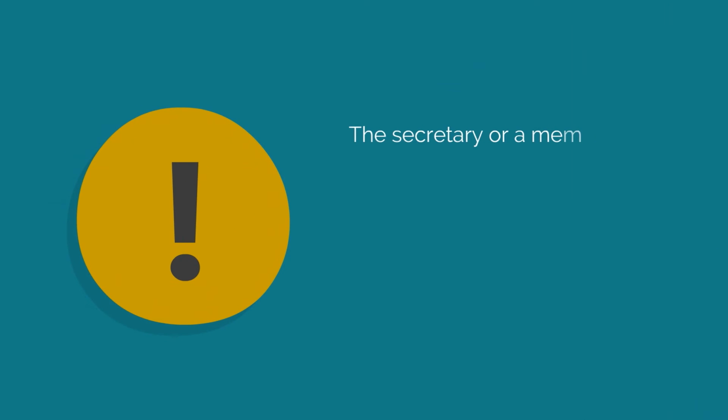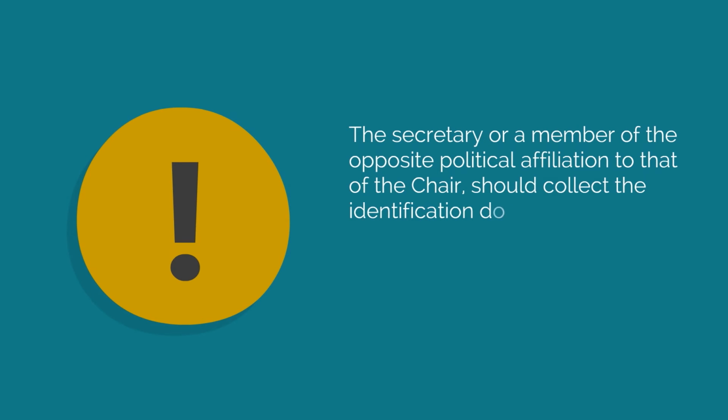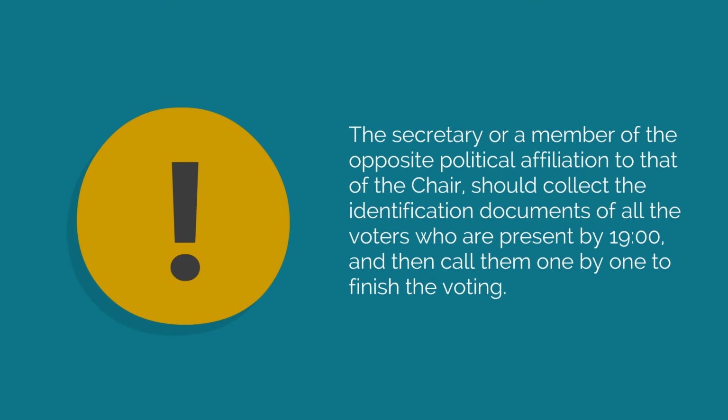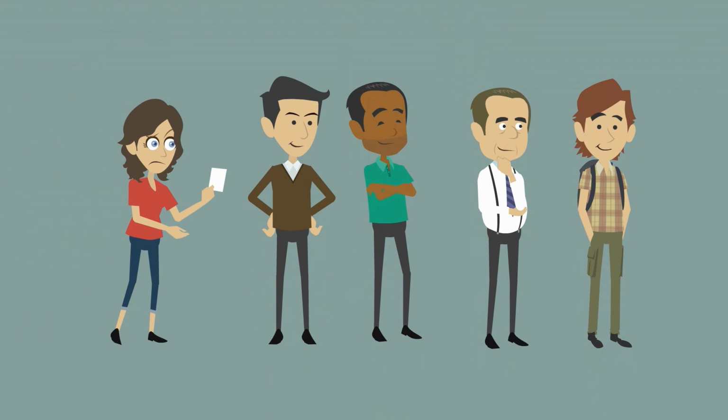However, the secretary or a member of the opposite political affiliation to that of the chair should collect the identification documents of all the voters who are present by 7 p.m. and then call them one by one to finish the voting. Under no circumstances should voters who join the queue after identification documents have been collected be permitted to vote.